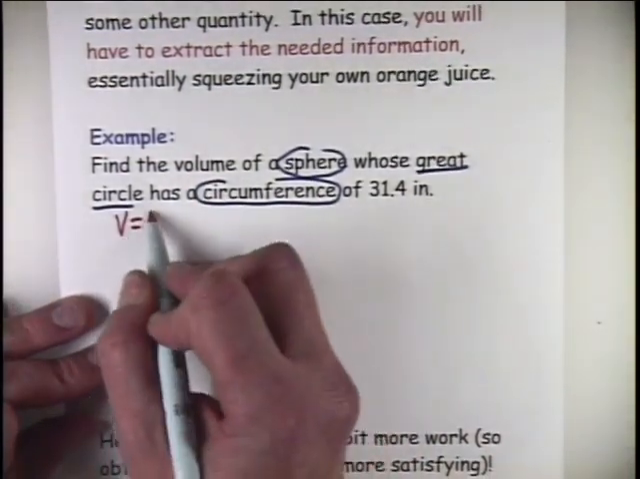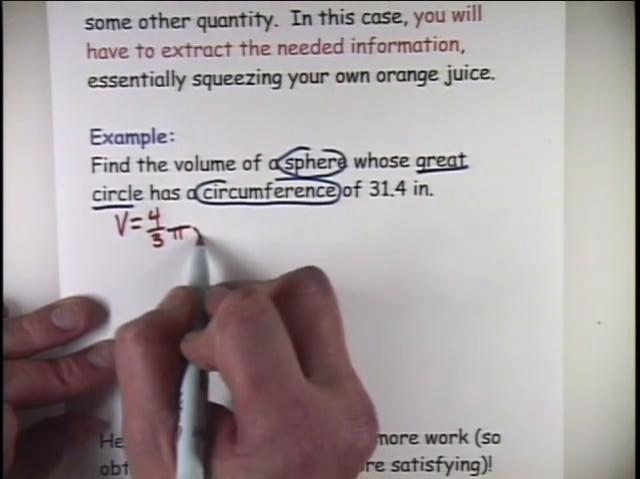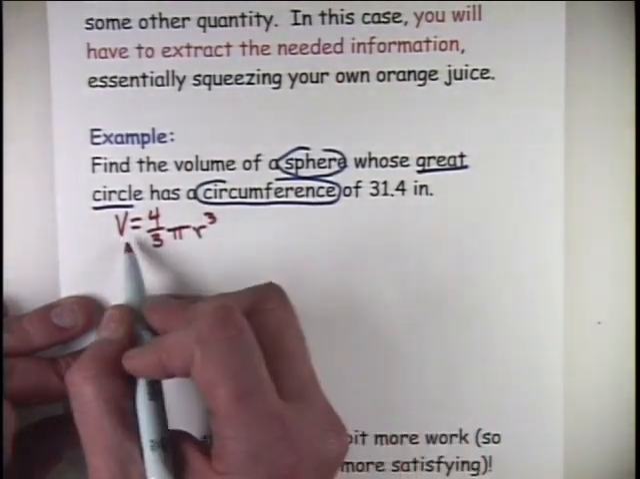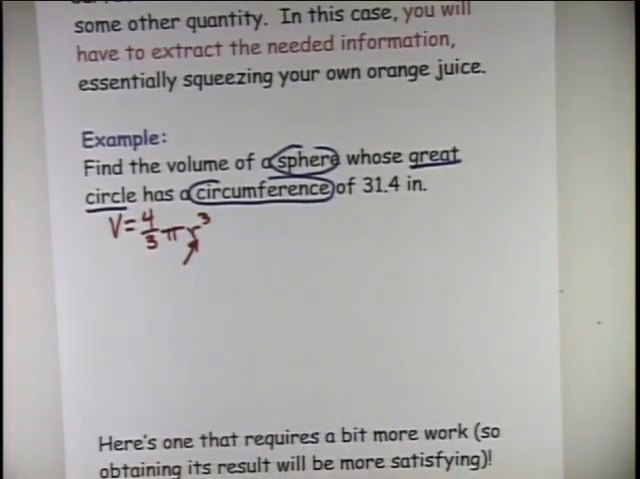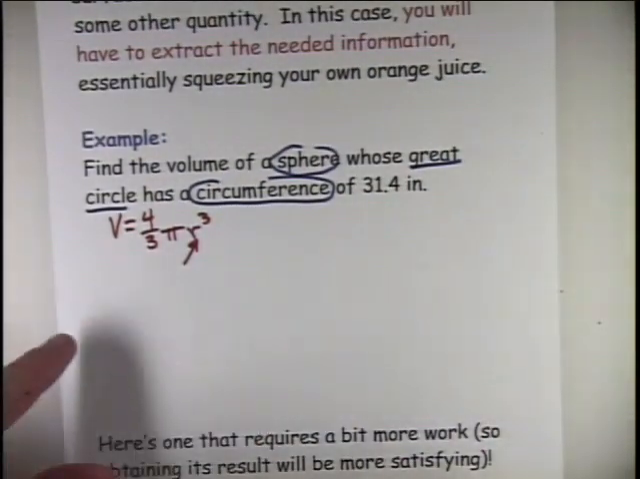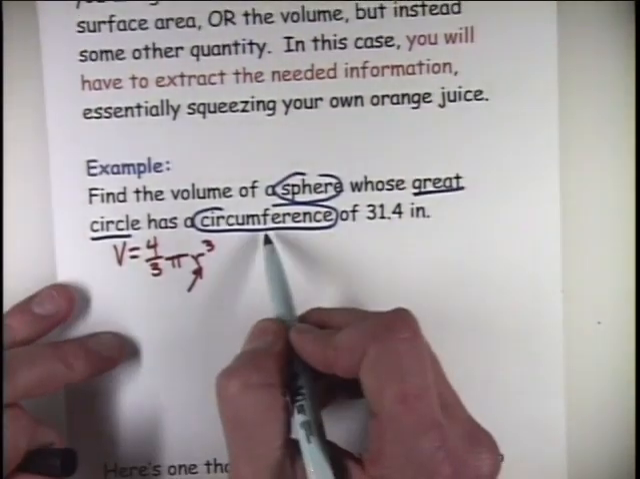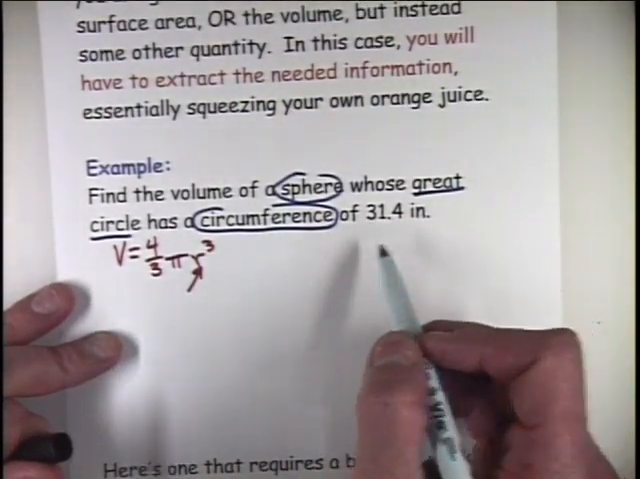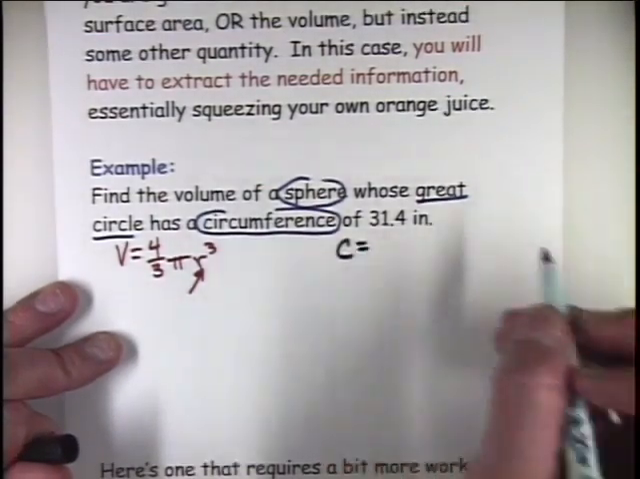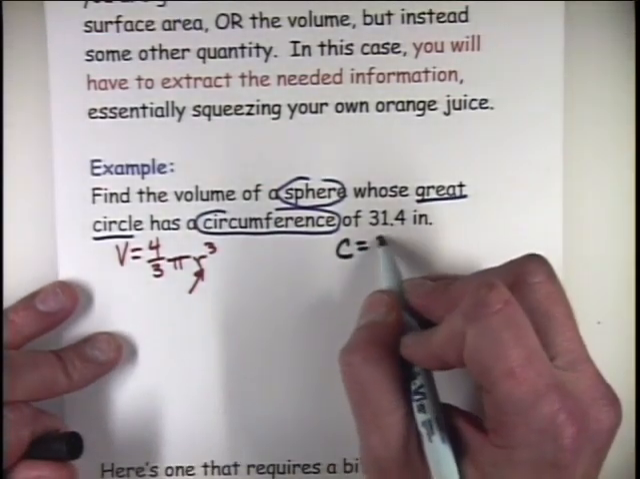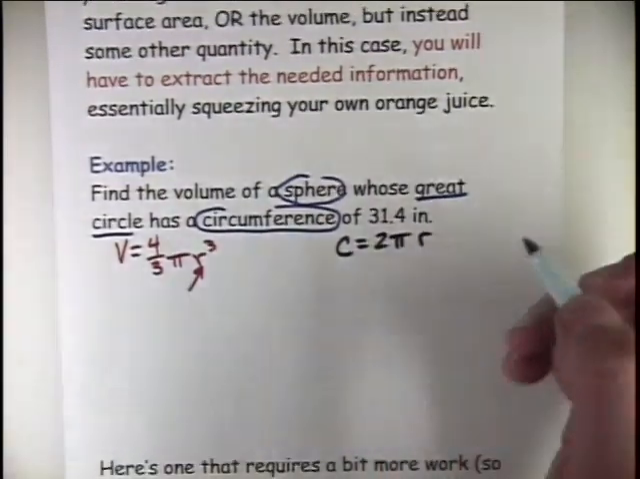We need to find V. The formula is 4/3 pi r cubed. What do I need to know in order to find V? I need to know r, because everything else is a constant. Well, I'm not given r, I'm not given the diameter. All I'm given is the circumference of a circle. Well, if you know it, or you look on the formula chart, there is a formula. So the circumference of a circle C is 2 times pi times r.